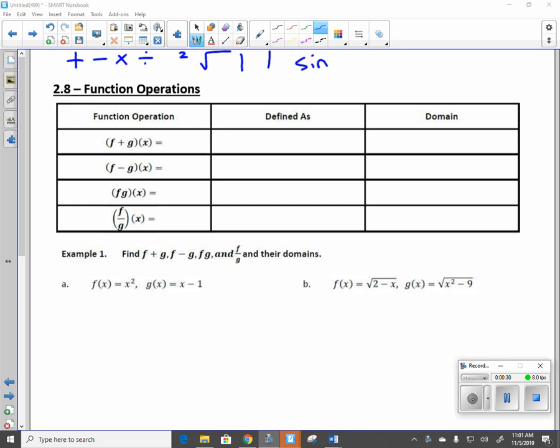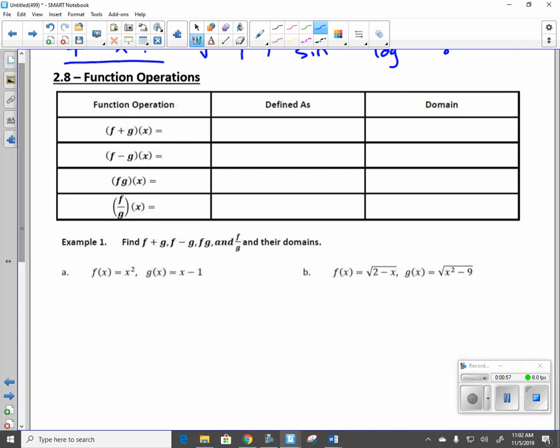You can take the sine of something. You can take the logarithm of something. Those are also operations. Later on this unit, I'm going to give you two new operations that you've never seen before. They are called composition and they are called inverse. There's certain operations you can do with functions. Today we're going to talk about combining functions using our main four: addition, subtraction, multiplication, division.